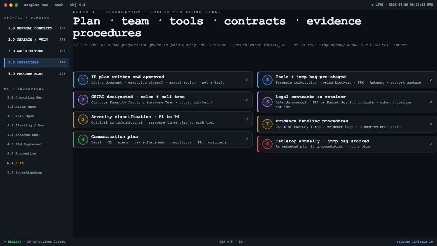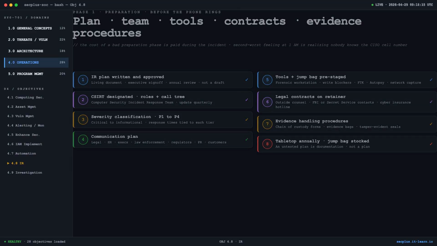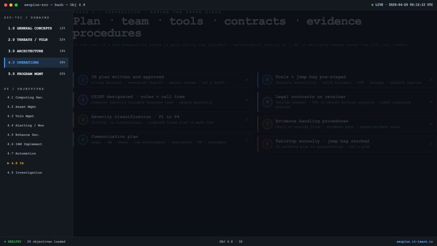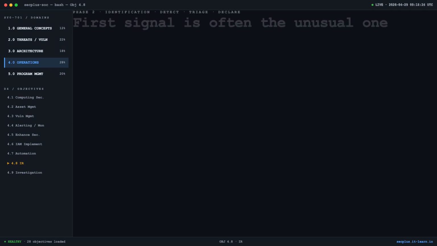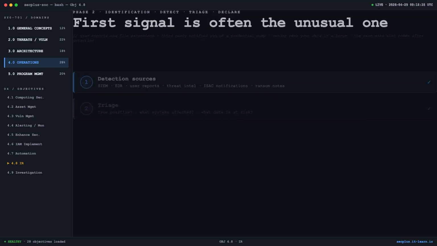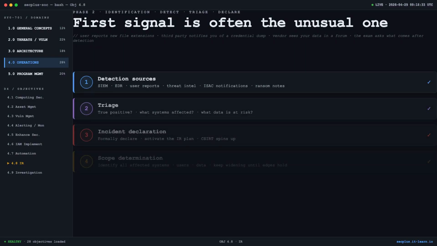Phase 2. Identification, detection, sources, SIEM alerts, EDR alerts, user reports, threat intelligence, external notifications from law enforcement or the ISAC, ransom notes appearing on screens. The first signal of an incident is often the unusual one. The user who calls in saying their files have a new extension, the third party who notifies you of a credential dump containing your domain, the vendor who saw your data in a forum.